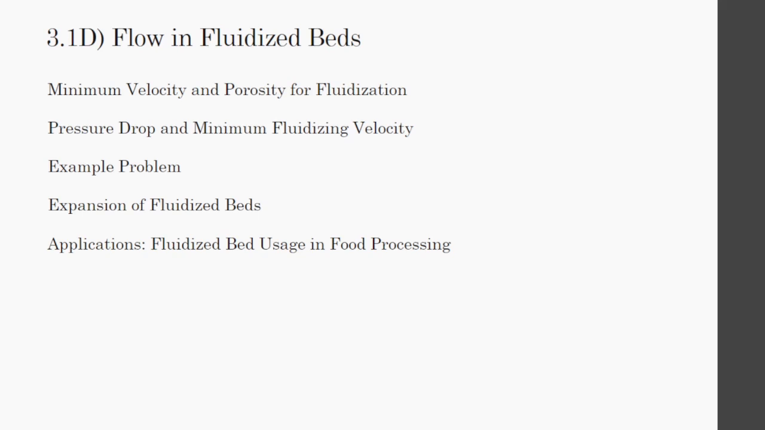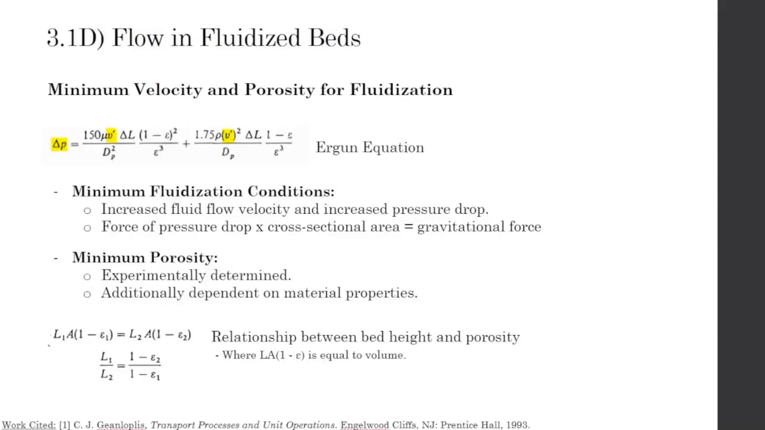Then we're going to go on and talk more about different cases of fluidized beds and how we can calculate the maximum allowable velocity for certain situations given different particle types and fluids with different Reynolds numbers. And finally, we will talk about applications of fluidized beds and specifically their usage in food processing and in the food and beverage industry. So first, let's discuss minimum velocity and porosity for fluidization.